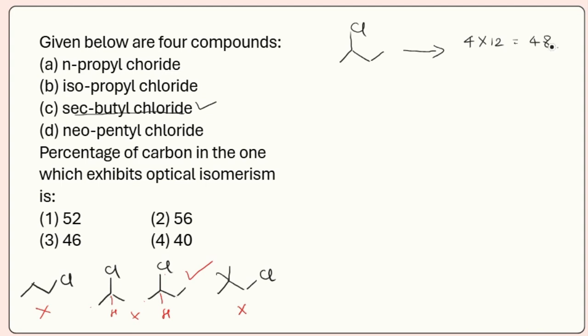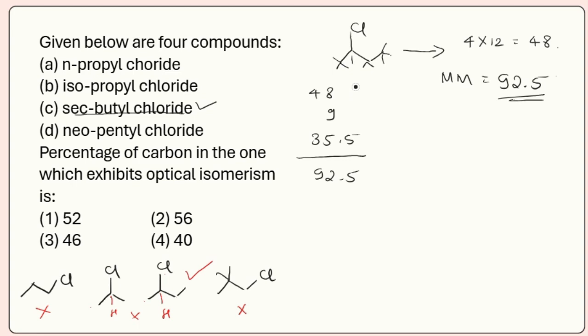So 48. What is the overall molecular mass of N-butyl chloride? The overall molecular mass is 92.5. Right? How do we know that? There are 4 carbons, so it will be 48. And how many hydrogen will be there? 1, 2, 3, 4, 5, 6, 7, 8, 9. So 9. And what is the mass of chlorine? 35.5. Simplify this, you are going to get 92.5.